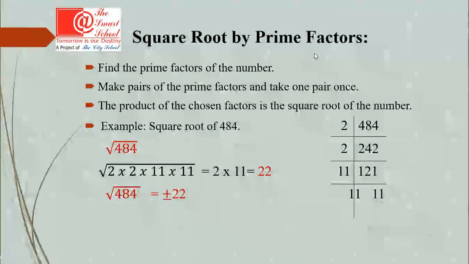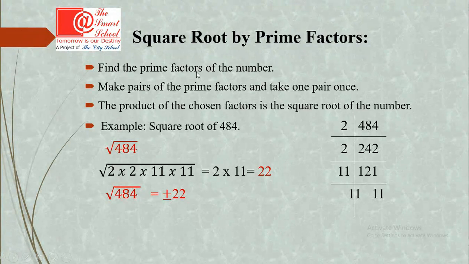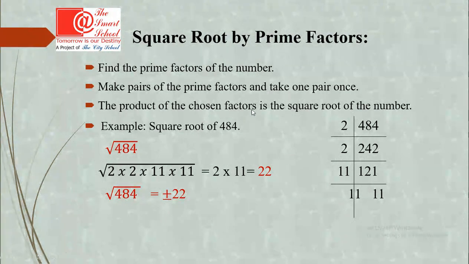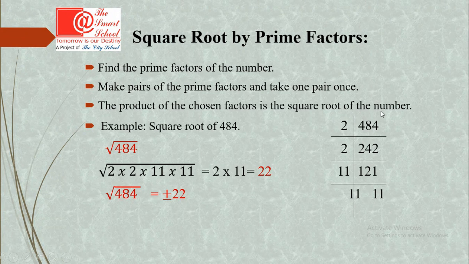Now, square root by prime factors. Find the prime factors of the numbers. We make pairs of the prime factors and take one from each pair. The product of the chosen factors is the square root of the number. So we can see this in an example, the square root of 484.